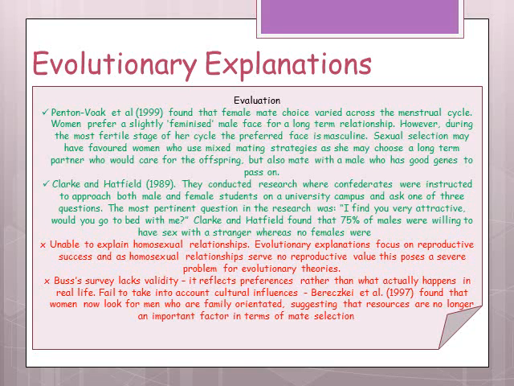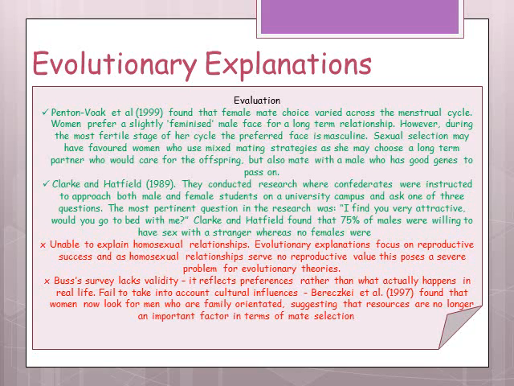However, a weakness of this explanation is that it is unable to explain homosexual relationships. Evolutionary explanations focus on reproductive success, and as a homosexual relationship serves no reproductive value, this poses a severe problem for evolutionary explanations.